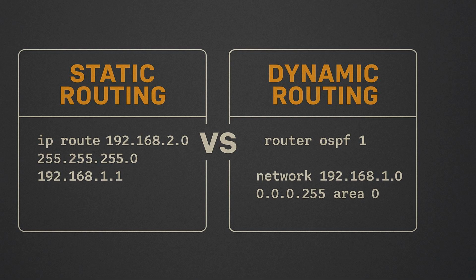In short, static routing is all about control and simplicity, while dynamic routing is about adaptability and automation. Knowing when to use each one, and sometimes combining both, is a crucial skill for anyone managing or securing networks.